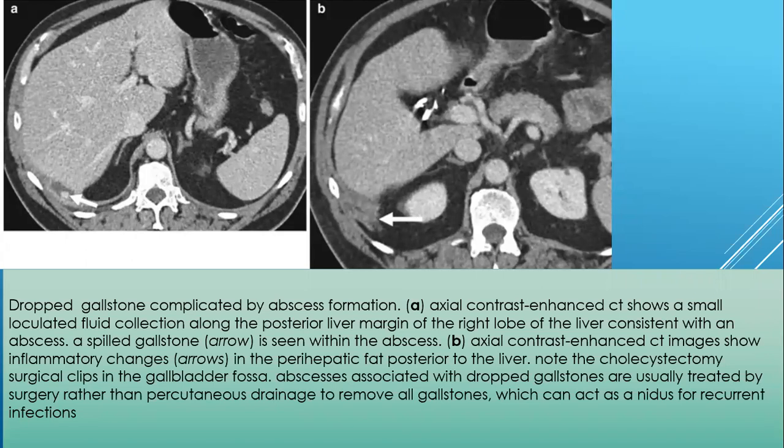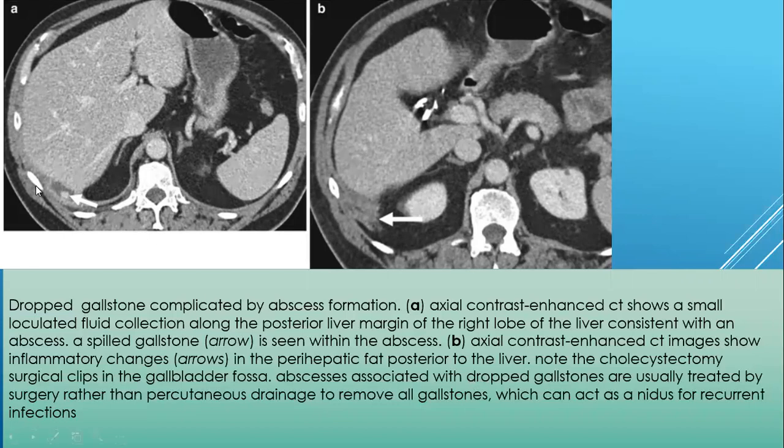نجي هسه على الدروب gallstone complicated by abscess formation. هاي complication. Axial contrast enhancing CT show a small loculated fluid collection posterior to the liver margin of the right lobe of the liver, consistent with abscess. Spilled gallstone, arrow, is seen within the abscess.